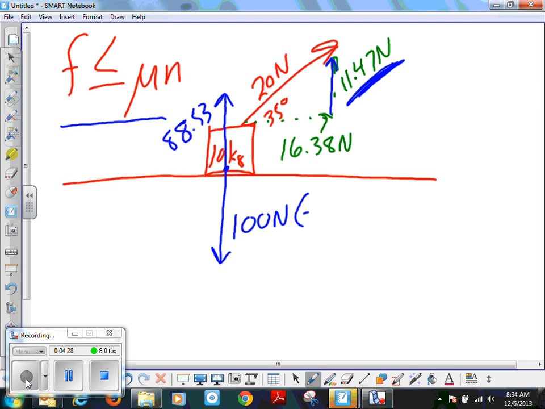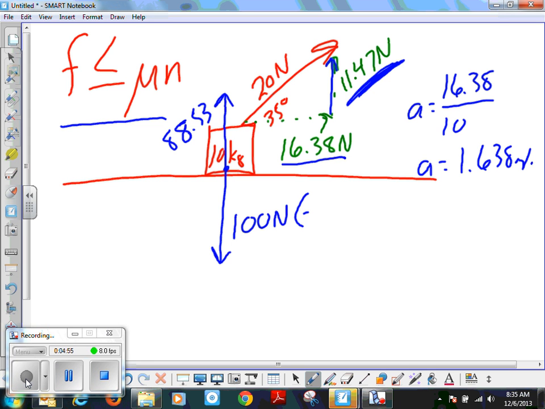So this would make a difference if we had friction. In this case, it doesn't make a difference. But we need to know this, because this is the force that's going to cause this thing to accelerate horizontally. So the acceleration in this case would be 16.38, because there's no other force in the horizontal, divided by 10, or the acceleration here is 1.638 meters per second squared. Can you do that?